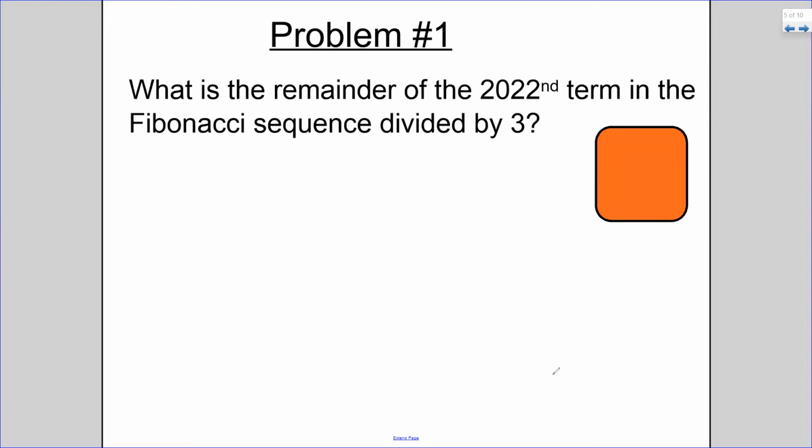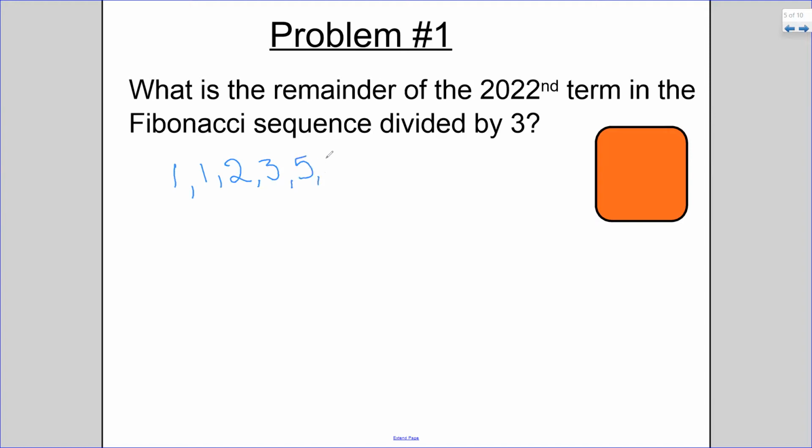So problem number 1: what is the remainder of the 2022nd term in the Fibonacci sequence divided by 3? And we're going to define the Fibonacci sequence as starting with 1, 1. To figure out the next term of the sequence, we find the sum of the previous 2 terms, right? So the next term here would be 2, because 1 plus 1 is 2. And then 1 plus 2 would be 3. 2 plus 3 ends up being 5.